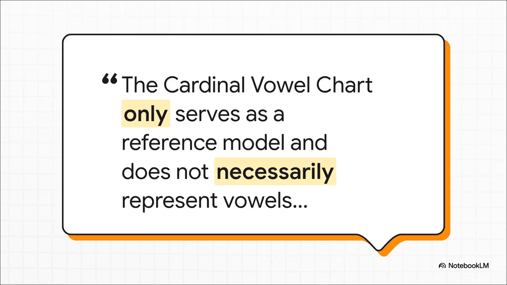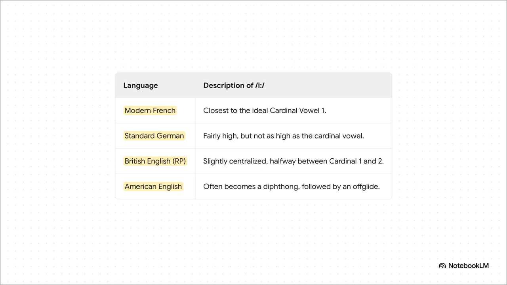Now, here's what's truly amazing about all this. The points on this chart are just ideals. No language on Earth actually hits them perfectly. Think of them like stars in a constellation. We use them to navigate, but every single language charts its own unique course between them. Just take the E sound, for example. In French, it's almost a perfect cardinal vowel, but in German, it's a little bit lower. In British English, it's kind of pulled toward the center of the mouth. And in American English, we often add a little glide at the end, turning it into a diphthong. So it's the same vowel, but it's realized in four subtly different ways.